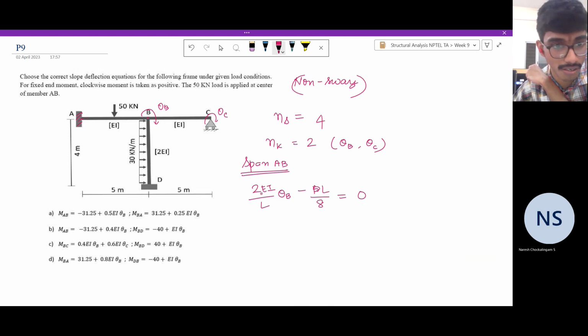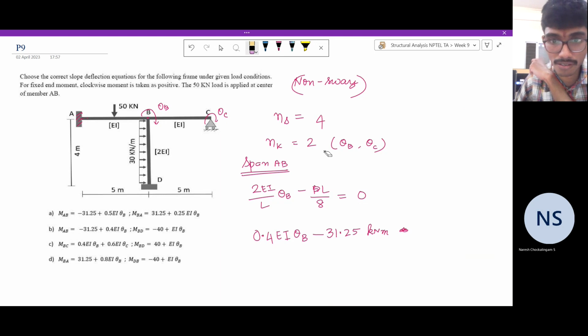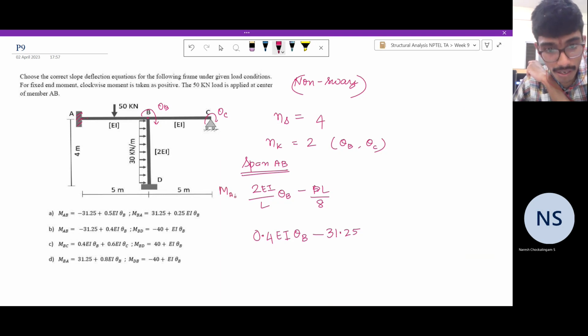Let us substitute the values. The span is 5 meters long, so 2 by L is 0.4 EI theta B, and P is 50. 50 into 5 is 250. 250 by 8 is 31.25. So minus 31.25. This is the moment MAB.